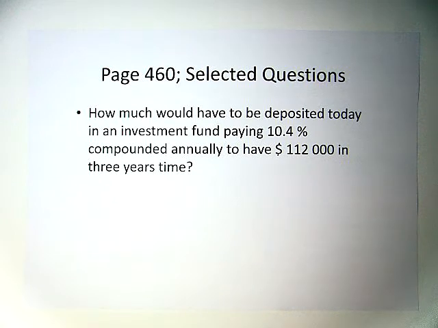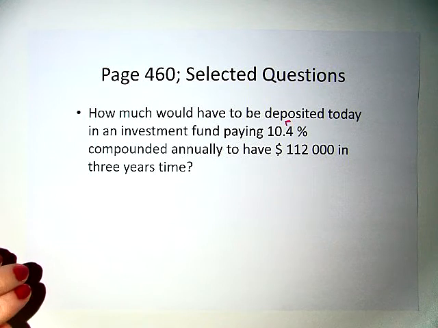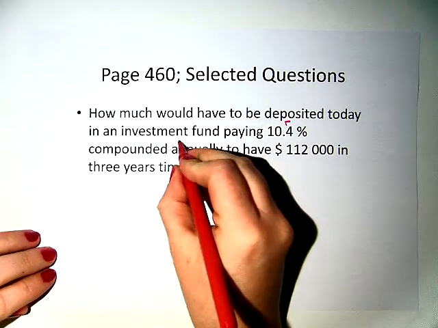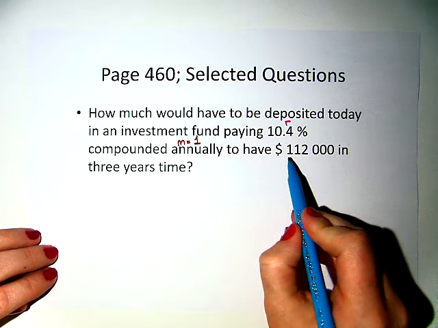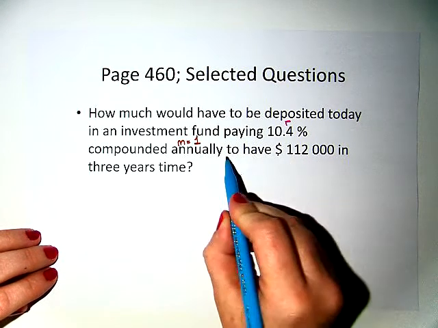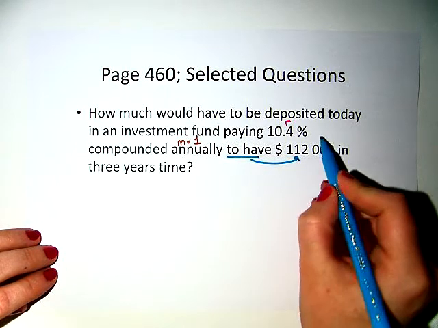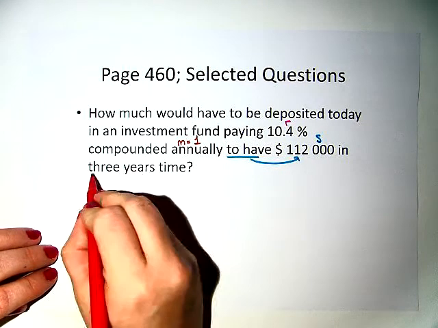All right, the next question. How much would have to be deposited today into an investment fund paying 10.4%? Okay, so that's my rate. Compounded annually, that's my M, to have $112,000 to have. That means that this is my summative amount in 3 years' time.